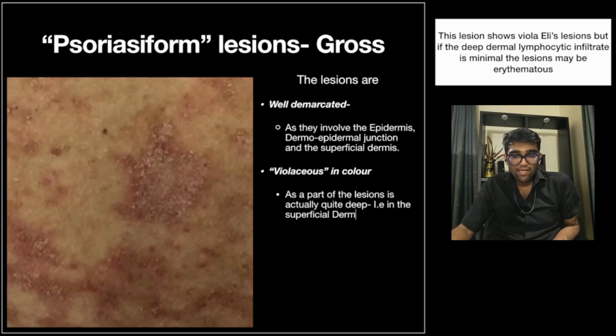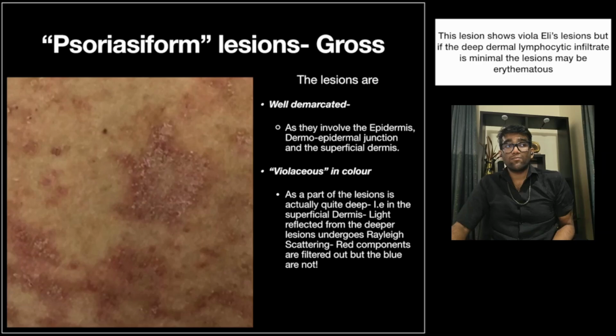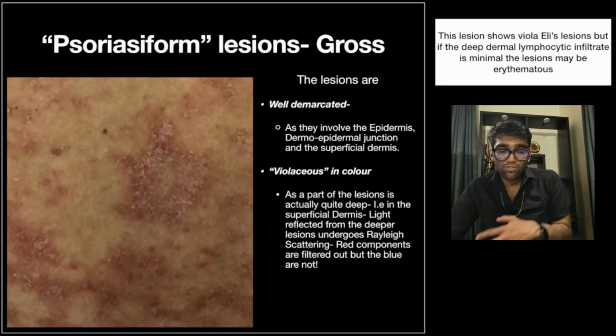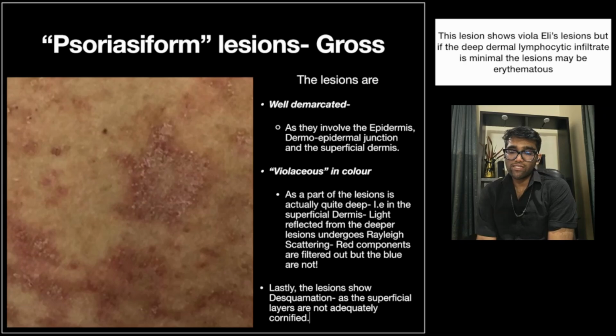Lesions are violaceous in color, again because some parts of the lesions are deeper. They are within the superficial dermis, and therefore the light reflected from those deeper parts of the lesion undergoes Rayleigh scattering. As a result, a lot of the red components of the light get scattered out. And lastly, the lesions show desquamation, again very similar to psoriatic lesions, because the layers are not adequately cornified.